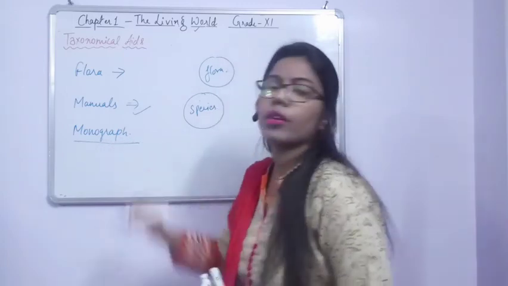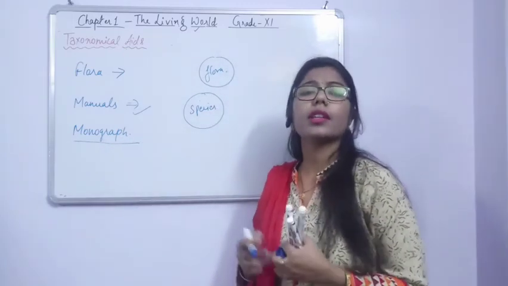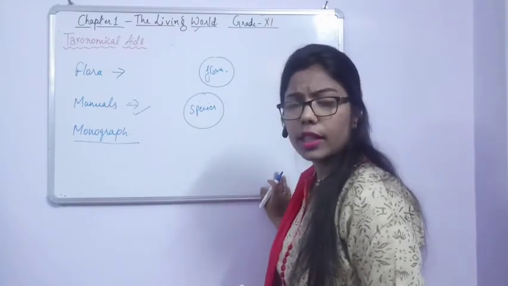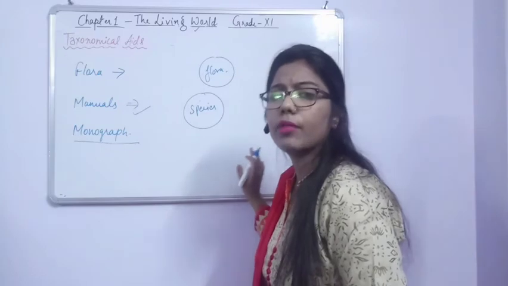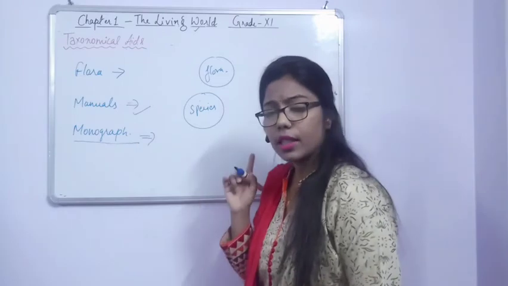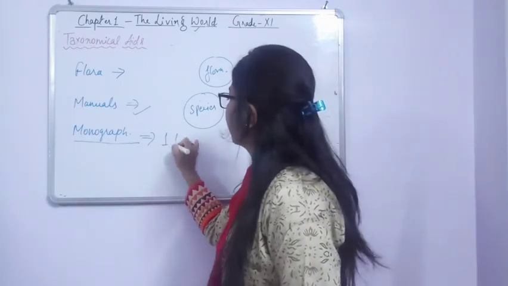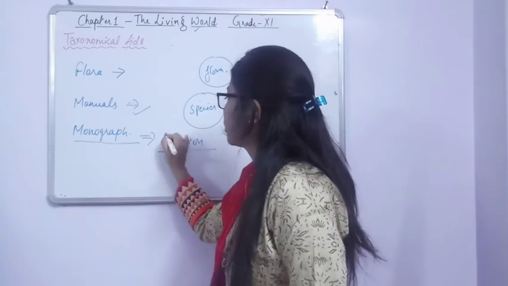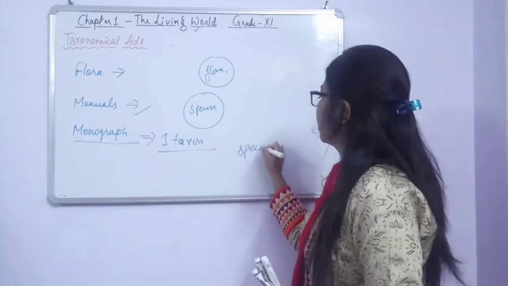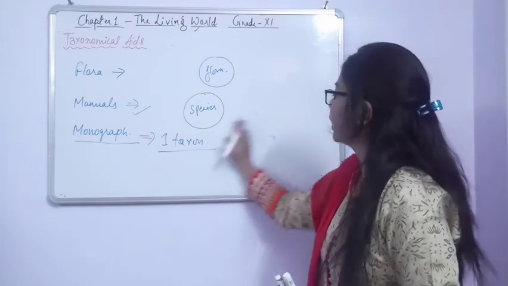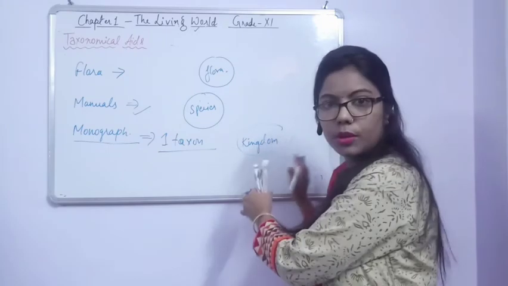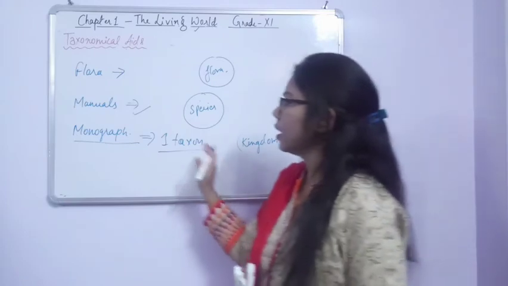Now, what is a monograph? A monograph is when we give a description of one taxon. For example, we have studied different taxa: kingdom, phylum, class, order, family, genus, species. In a monograph, we give the description of any one taxon. If it is a species, then all about the species. If it is a taxon like a kingdom, then we give all the description about the kingdom. So this is the monograph.